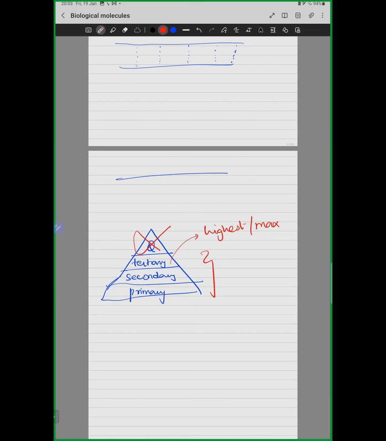ठीक है, so is this clear? हमारे पास प्रोटीन फोल्डिंग, आप लोगों को चार लेवल्स ऑफ प्रोटीन फोल्डिंग are they clear?